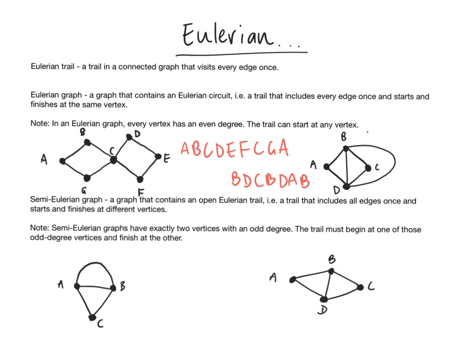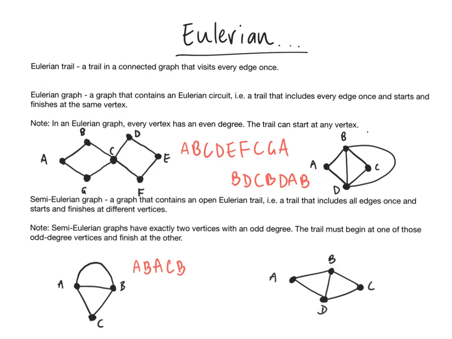So in other words, a trail that includes all edges once and starts and finishes at different vertices. In this example down here, I'm now going to show you this open trail that exists that includes all edges once and once only, which helps us to define this graph here as being semi-Eulerian. So if I pick up my pen and I write down A, B, A, C, B, you'll notice that this time I haven't started and finished at the same vertex. I started at vertex A and finished at vertex B.